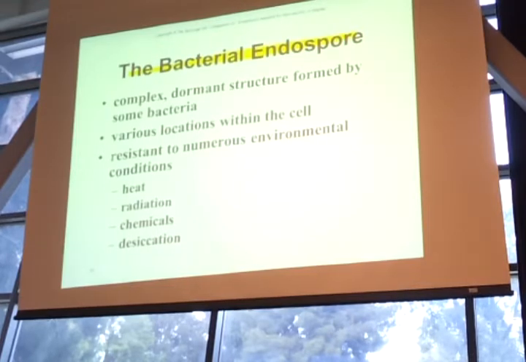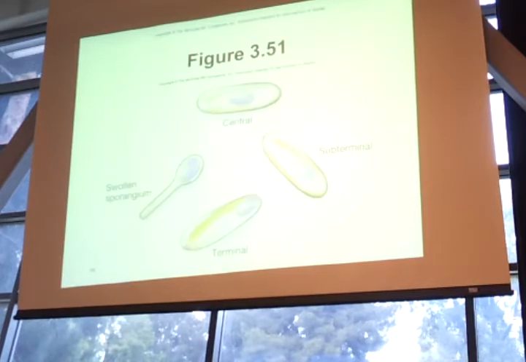They're resistant to a lot of environmental conditions: heat, radiation, chemicals, desiccation. Okay, so they can survive. They found bacterial endospores basically encased in amber that could still be viable. They found them in mummies. They found them, hundreds of years old, that are still viable, thousands of years old.